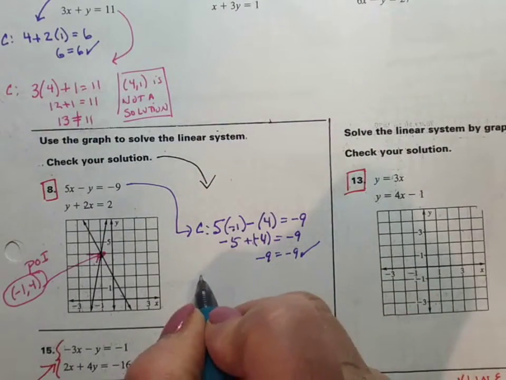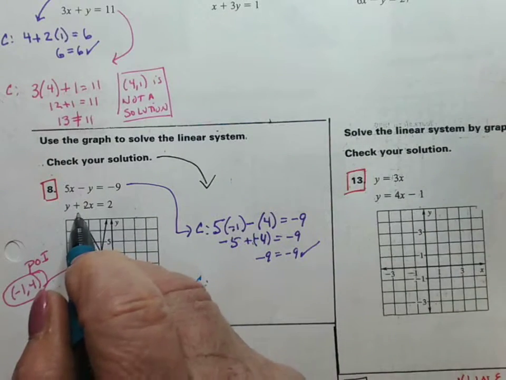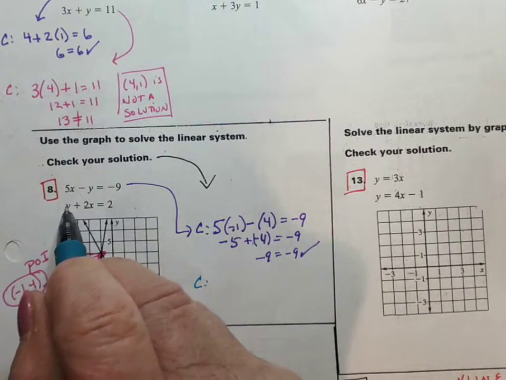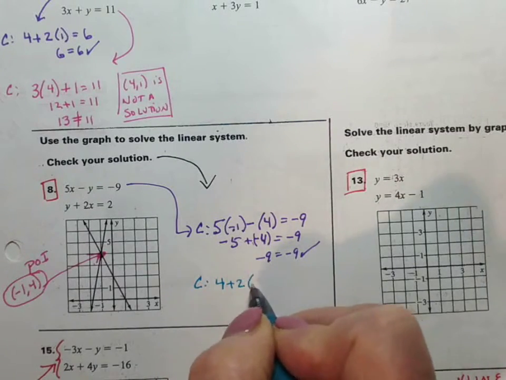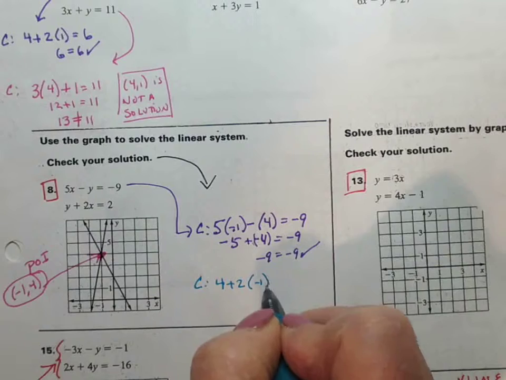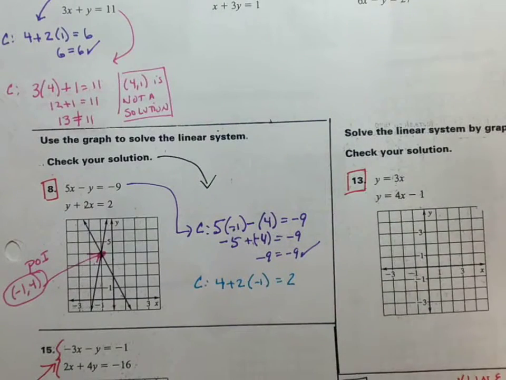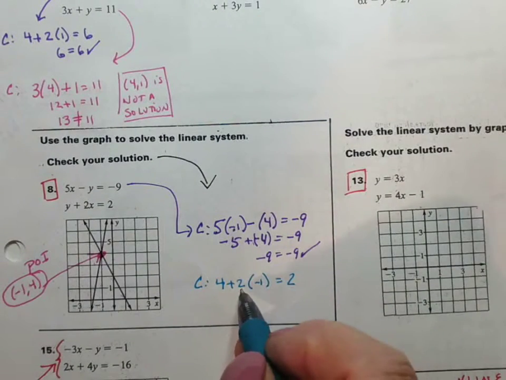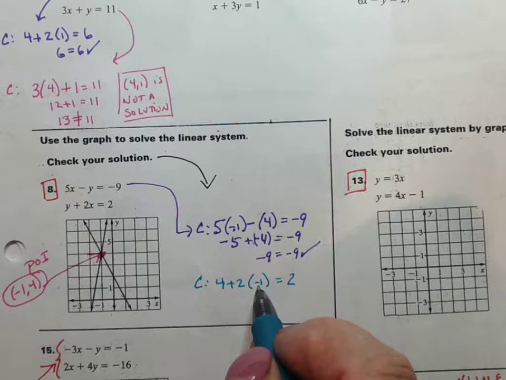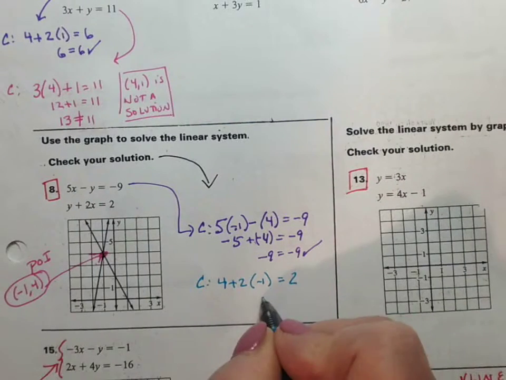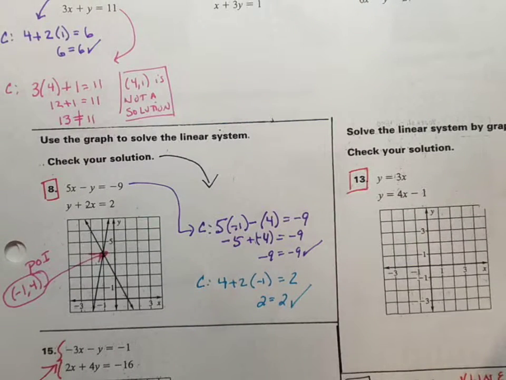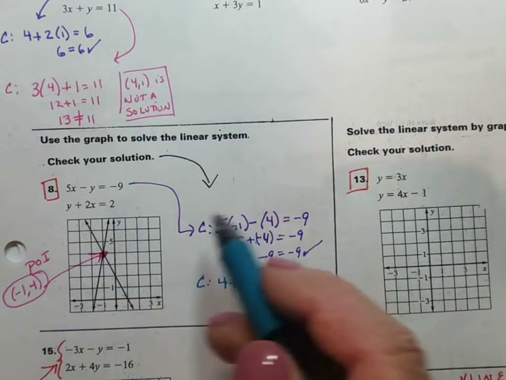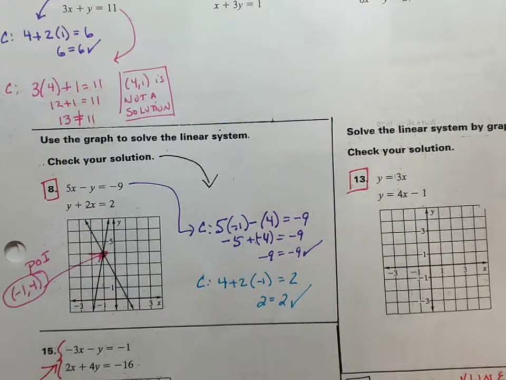Now I'm going to check it in the second equation. The y is 4 plus 2 times x, which is -1, equals 2. And 2 times -1 is -2. So 4 minus 2, 2 equals 2. Cha-ching, it checks. Okay, so that's how you check algebraically.